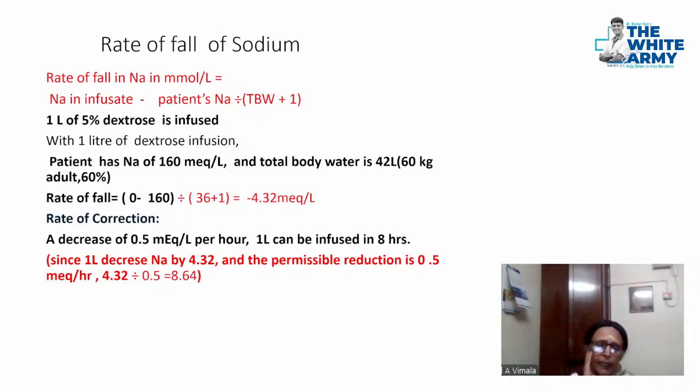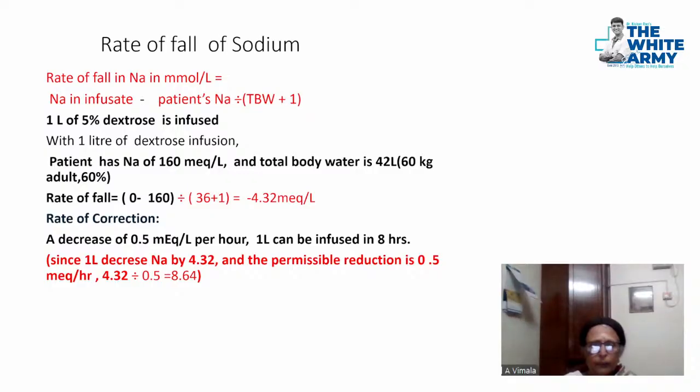But we also said the rate of correction should not exceed 0.5 milliequivalent per liter per hour. So to produce a drop of 4.32 milliequivalents at the rate of 0.5 milliequivalent per liter per hour, this 1 liter can be given only in 8 hours. So if this 1 liter can be given in 8 hours, the patient's sodium will come down from 160 to 156 or somewhere. We also said the maximum correction that is permitted. So this is how we arrive at this value.